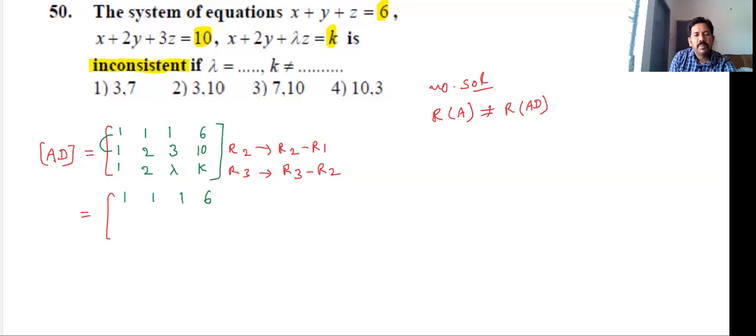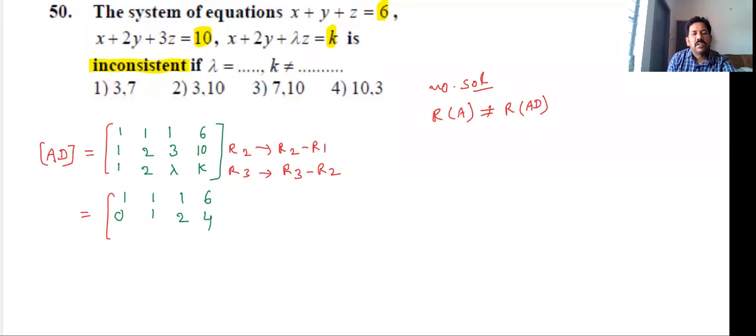So R2 minus R1: 1 minus 1 is 0, 2 minus 1 is 1, 3 minus 1 is 2, 10 minus 6 is 4. This is R2 minus R1. I have written it directly, students. You also practice like that only.